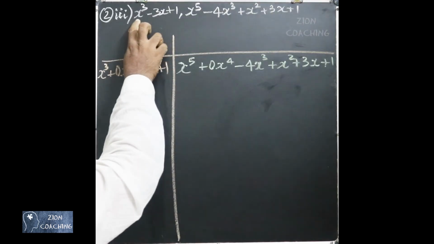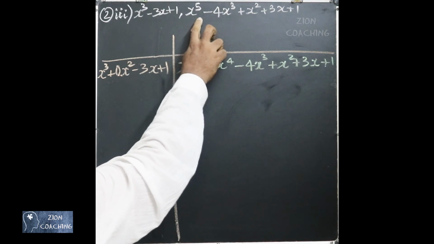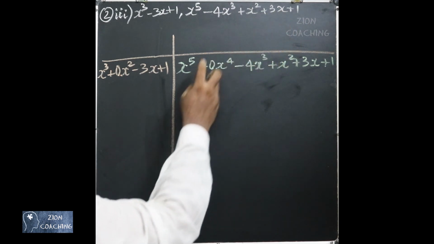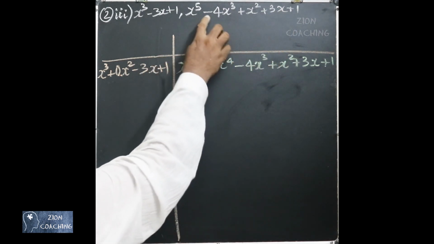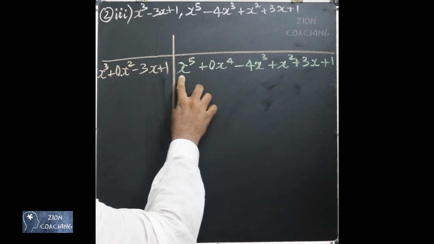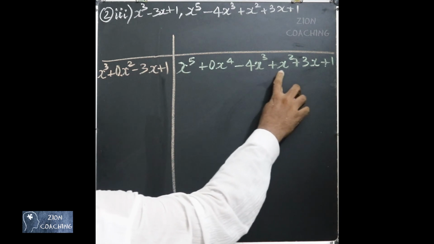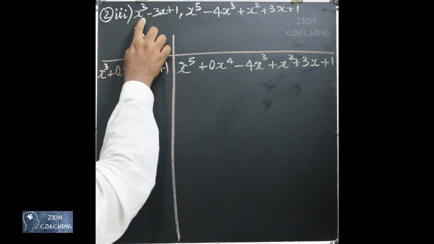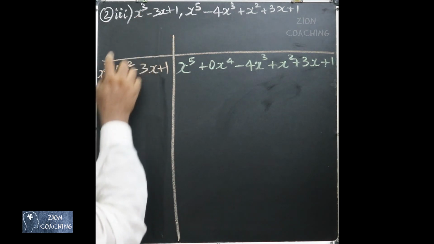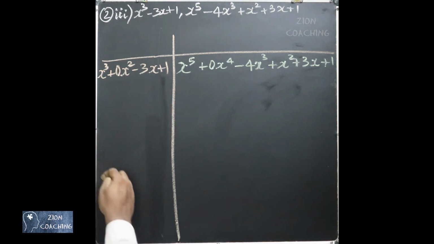We are going to check whether x cube minus 3x plus 1 is a factor of x power 5 minus 4x cube plus x squared plus 3x plus 1. Now you can see that x power 4 term is missing there, so we are going to write this as x power 5 plus 0x power 4 minus 4x cube plus x squared plus 3x plus 1. Here also you can see that after x cube, x squared term is missing, so we are going to write it as x cube plus 0x squared minus 3x plus 1.